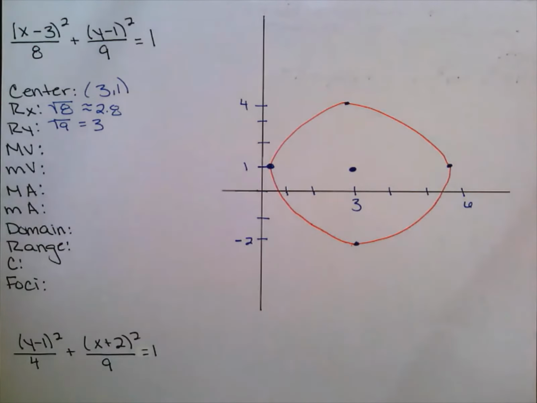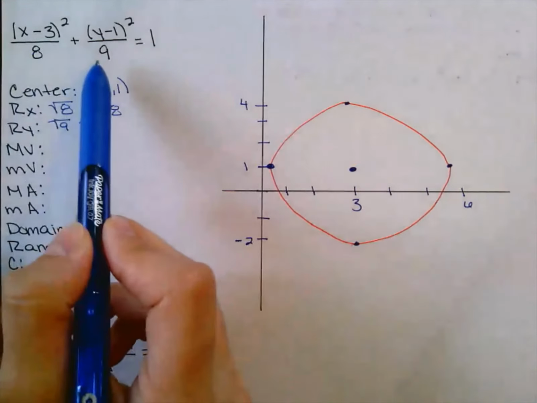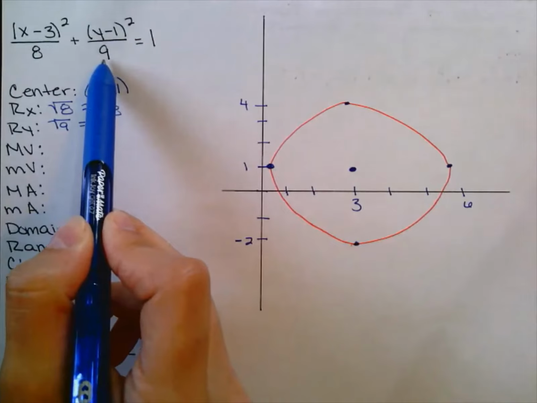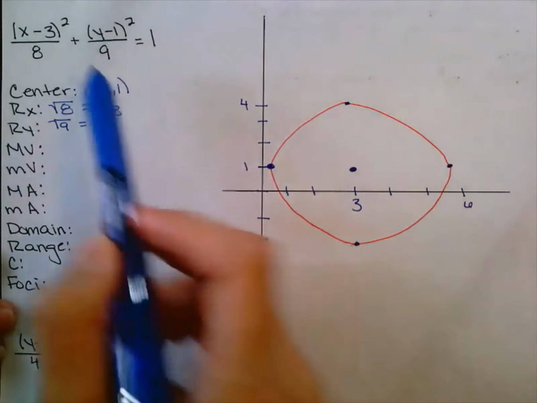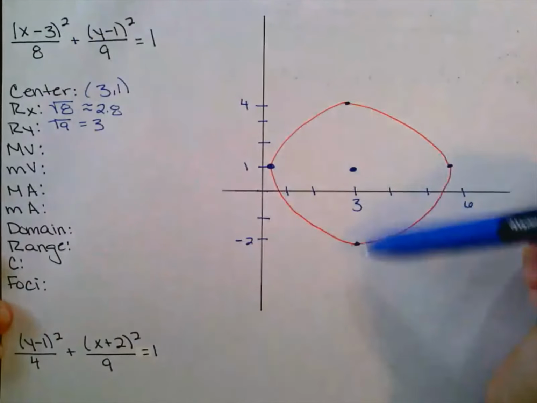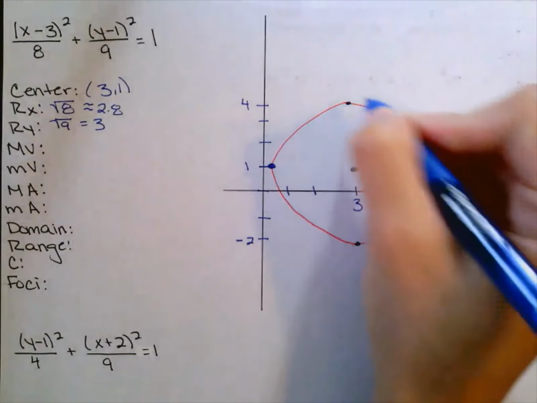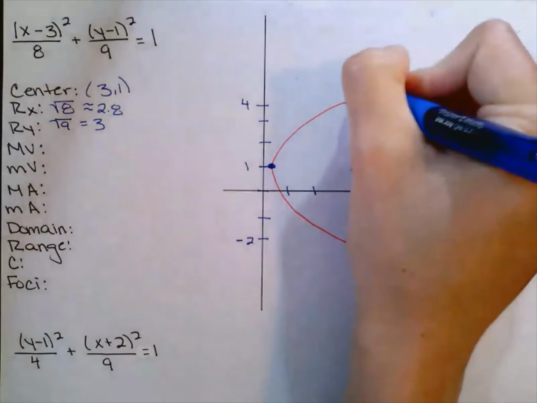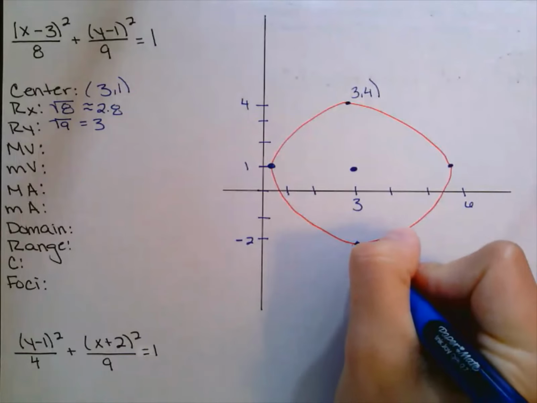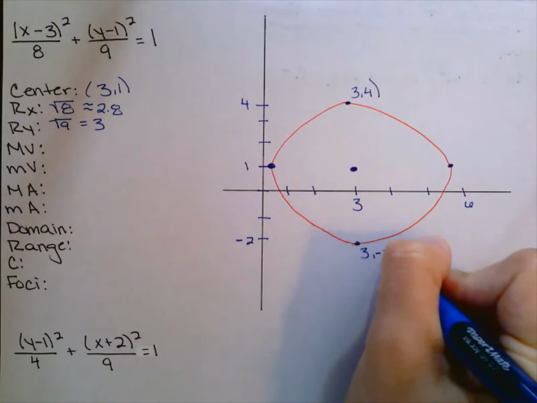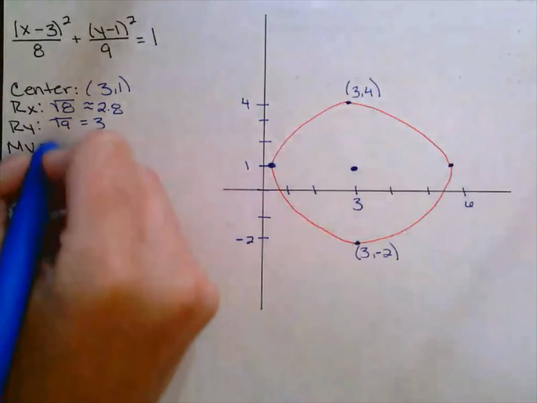So now, my major vertices. If you get confused looking at your image, go back to your equation. My larger number is 9, which is underneath the y. So I know mine even looks a little more stretched out here, but bigger number under the y means it should be bigger here. So my major vertex is going to be right here, which is a 3, 4. And this one down here, which is a 3, negative 2. See how I like drawing it on my graph? I think it makes it so much easier.